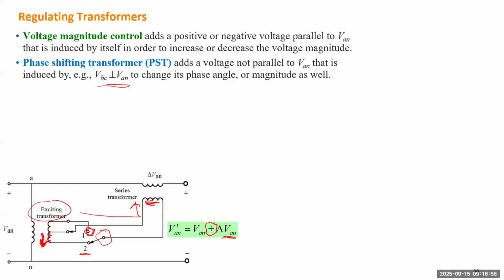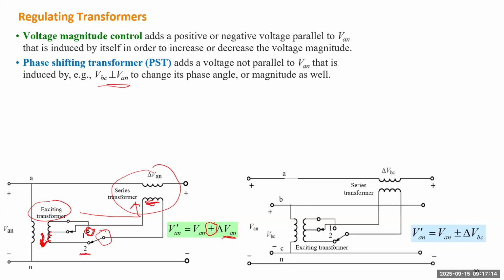So you can keep the series transformers here to control phase A, but for the exciting transformer, you can move to connect the primary side to a different phase. It can be phase B, phase C, or for this design, it tries to get the voltage between B and C. So by still using this design, you can switch between 1 and 2. So that will add a little voltage to phase A, but this little voltage is proportional to the voltage between B and C. So why do we need to use the VBC?